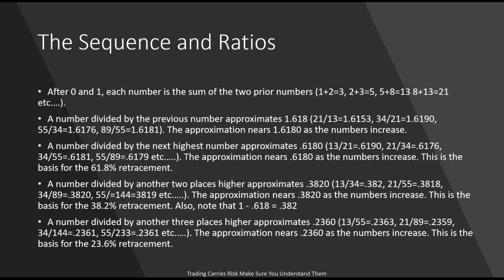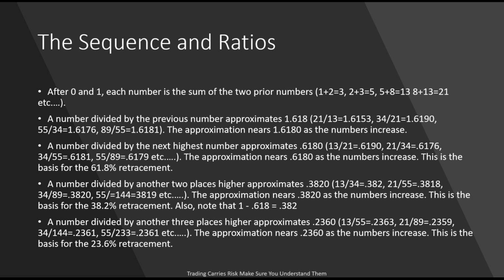We go to the next level, and we take that 13 and divide it by the number two places over. Now, remember, these numbers are constant: 0, 1, 1, 2, 3, 5. So as long as you're doing them exactly the same, first you're taking the number you have here and dividing it by the previous number. Now we take that number and divide it by two numbers back. And when we do that, we get 38.2, which is another Fibonacci retracement level.